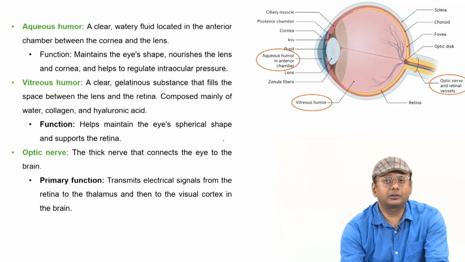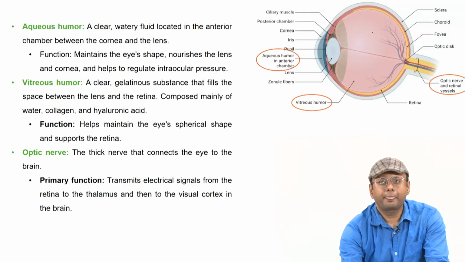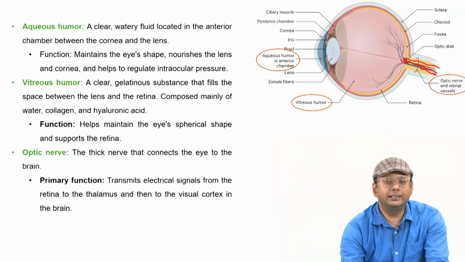And then there are other components you can go through, for example the aqueous humor. It is important in maintaining the eye shape. Then the vitreous humor helps in maintaining the eye's spherical shape and also supports the retina. And then another most important component is the optic nerve. So you can see the optic nerve which is present. See the bunch of optic nerves that comes out of the eye. And why are these important?